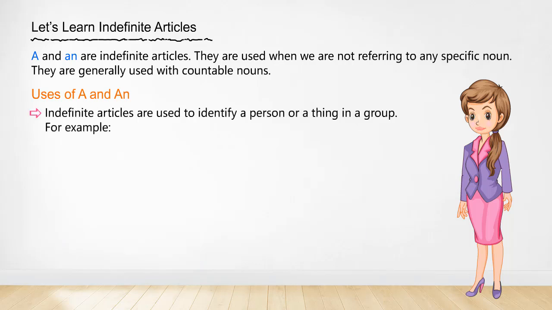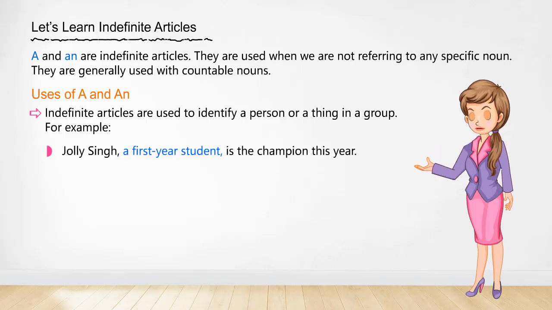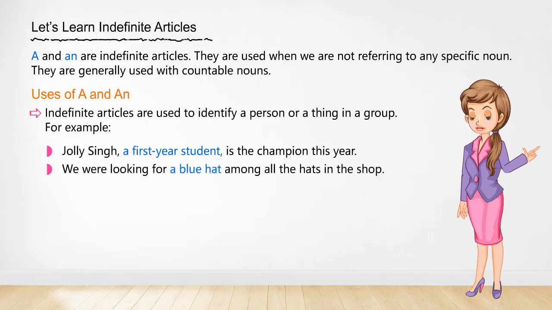Indefinite articles are used to identify a person or a thing in a group. For example, Jolly Singh, a first-year student, is the champion this year. We were looking for a blue hat among all the hats in the shop.